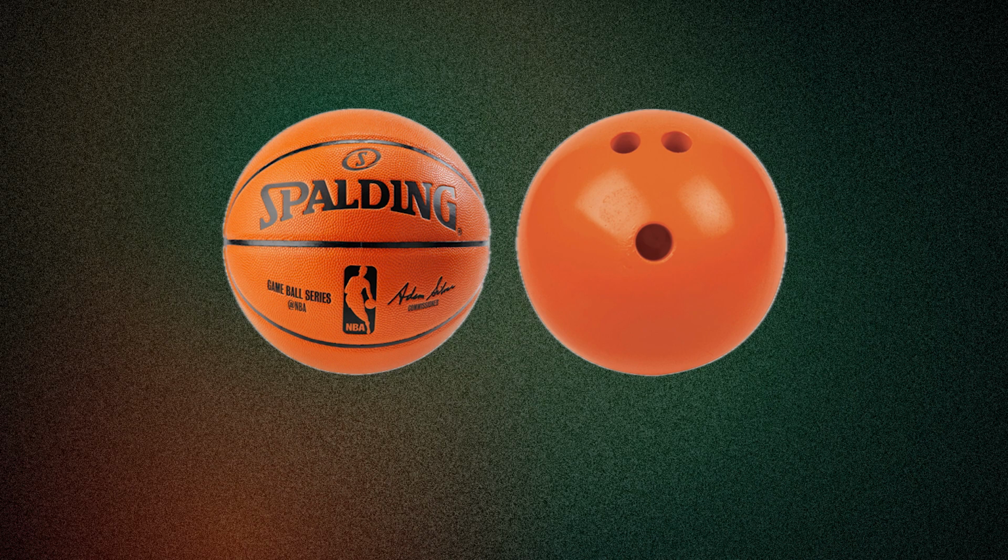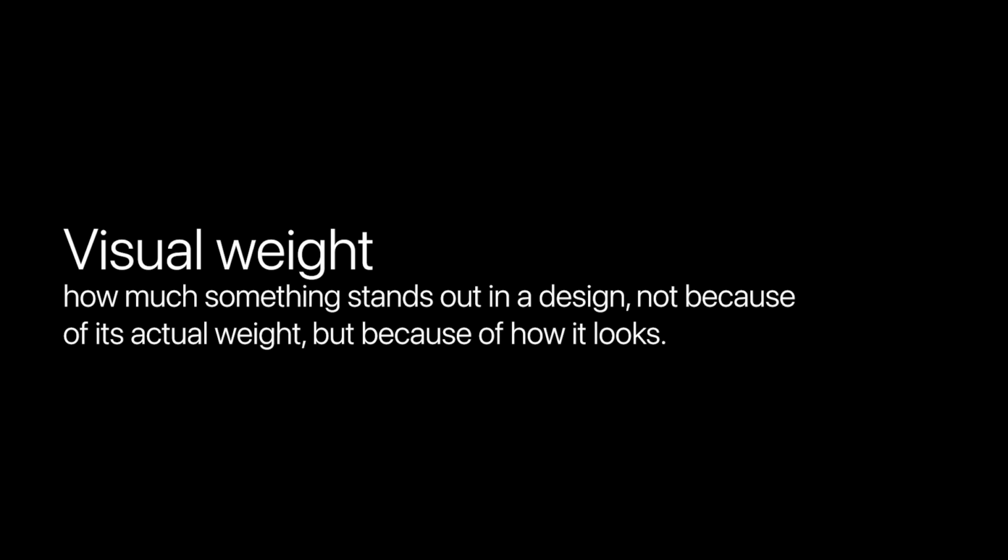This is what we call visual weight, how much something stands out in a design, not because of its actual weight, but because of how it looks. Visual weight depends on factors like size, color, contrast, and density. Size: a larger object naturally draws more attention than a smaller one. Colors can make an element seem heavier or lighter. For example, a bright red square might feel more prominent than a yellow one.